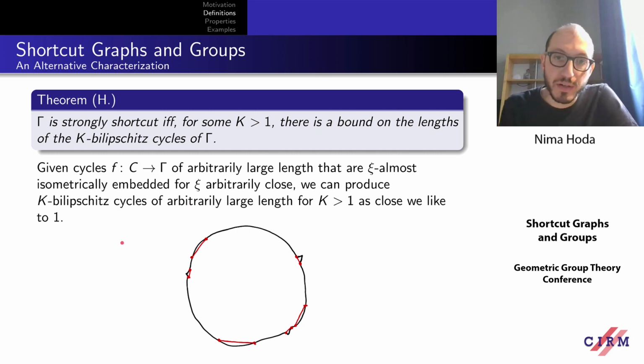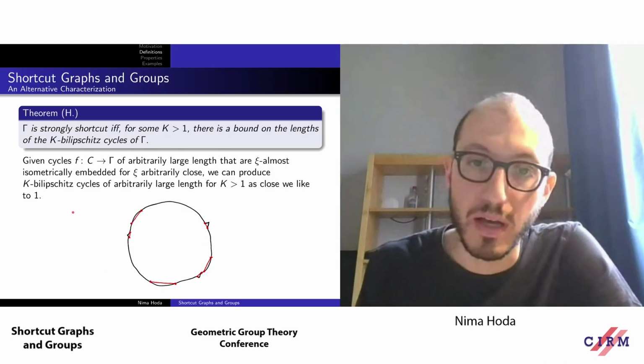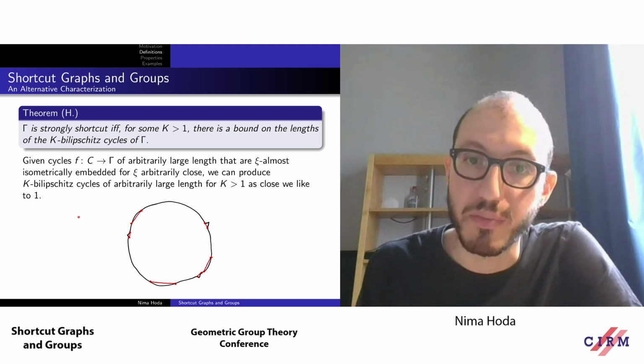So the forward direction here is pretty immediate, because if we take k equals 1 over psi, and gamma is strongly shortcut, then any k-bi-Lipschitz cycle is also going to be psi almost isometric. In fact, it's going to be even better than psi almost isometric, because the k-bi-Lipschitz property is satisfied for all pairs of points. It's not just about antipodal pairs.